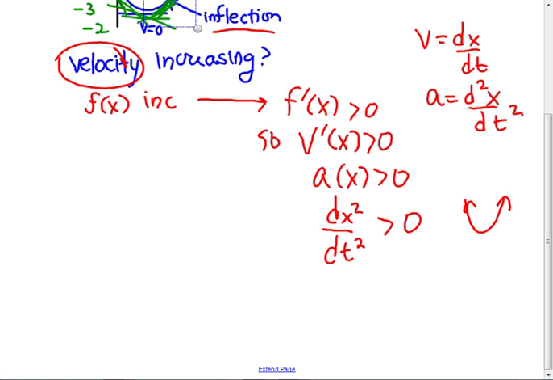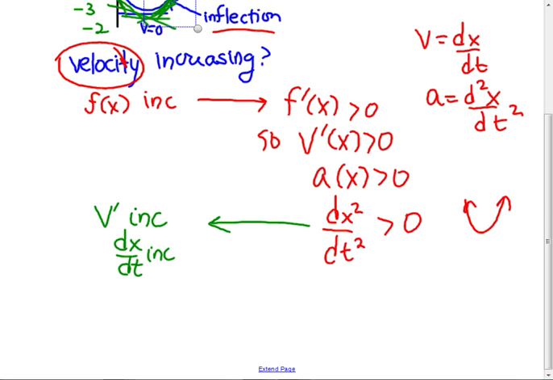Positive velocity just tells me I'm going to the right. It doesn't tell me if I'm increasing my speed or not. When I come up to a stoplight, my velocity is still positive. But am I speeding up or slowing down? I'm slowing down. So the second derivative, another way to explain the concavity, is that v prime is increasing, or the first derivative, dx/dt, is increasing.